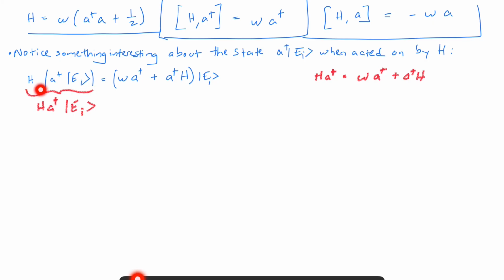Well, then I get this H a dagger, but I can get rid of these parentheses. This is just nothing but H a dagger without the parentheses there. And H a dagger, from the previous slide, you'll recall, has a commutator relationship that we just derived. And that commutator relationship allows us to express things like this, that H a dagger is equal to omega a dagger plus a dagger H. So I can change this to this, which is what I've done here, and expanded it here.